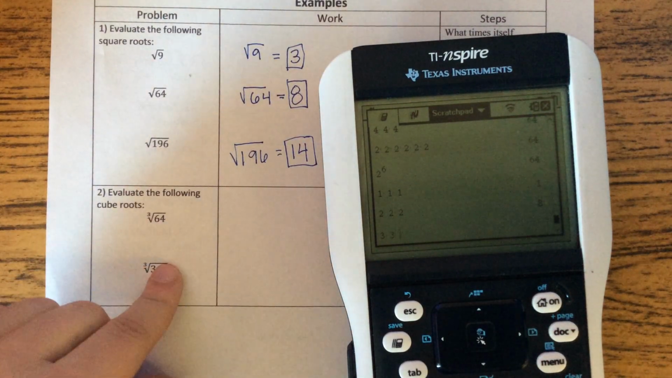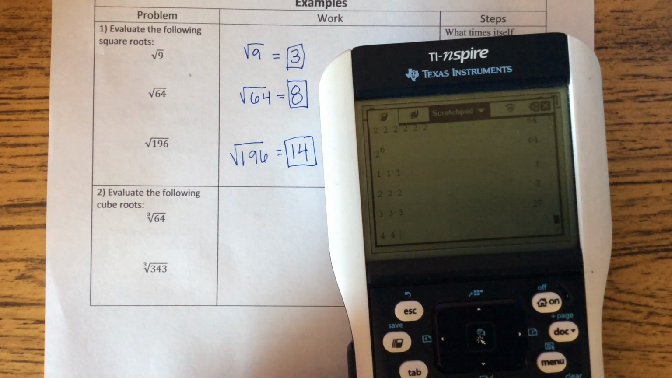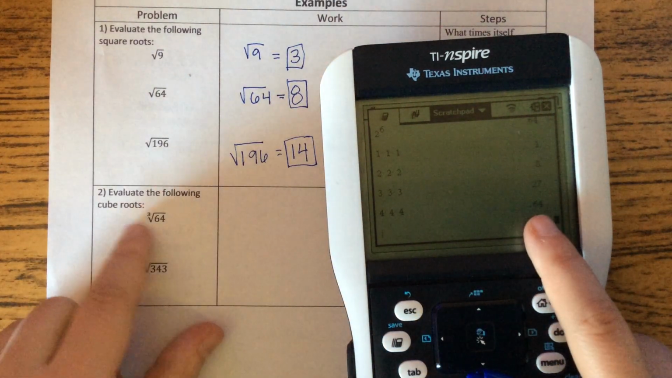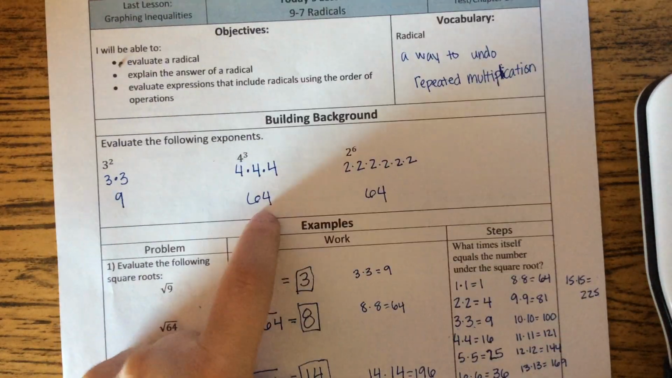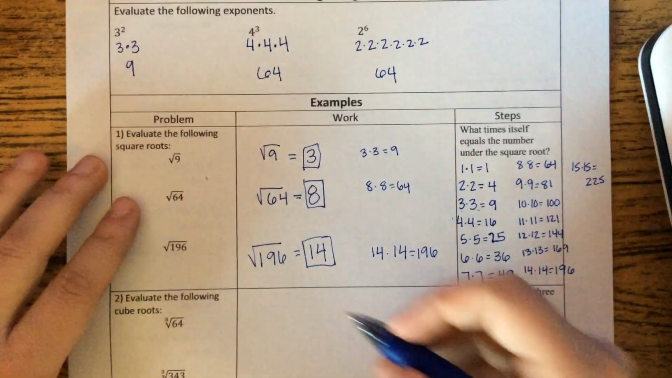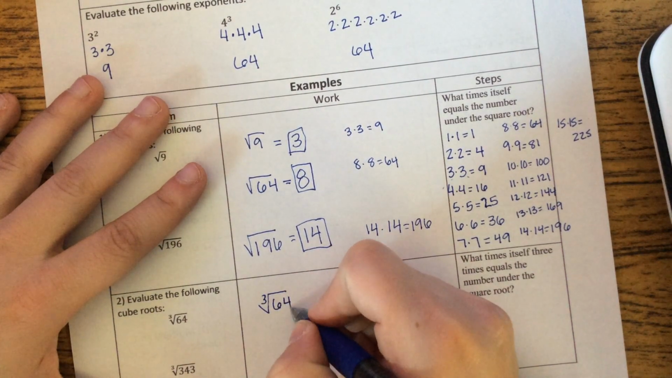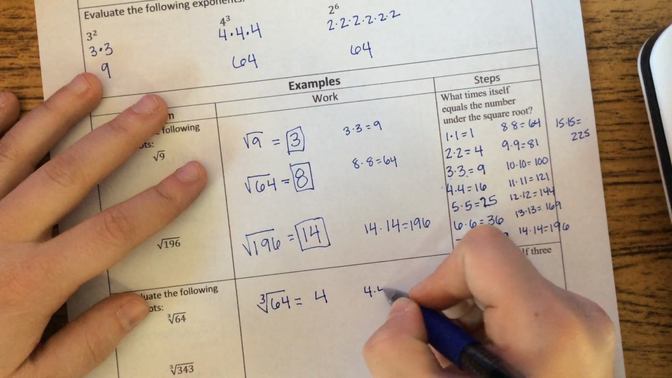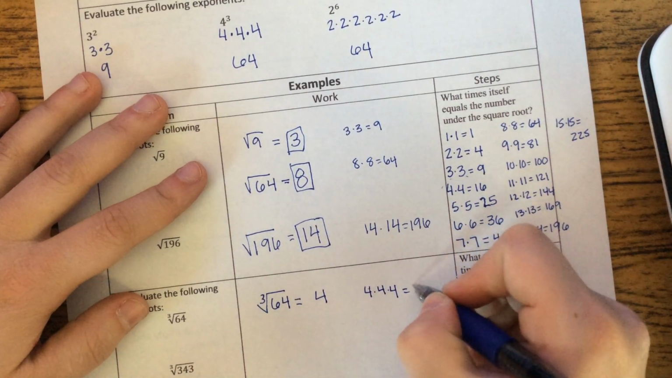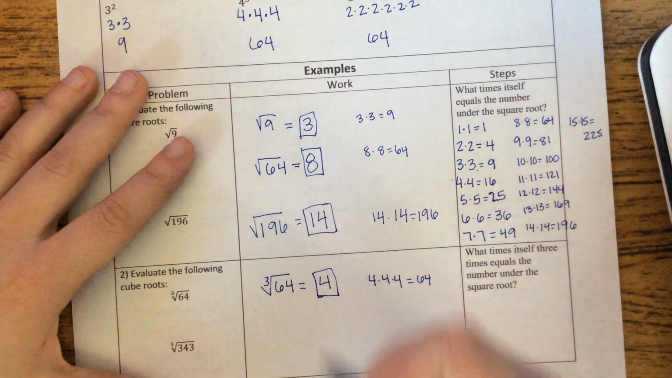3 times 3 times 3 is 27. 4 times 4 times 4 is 64. So that would work. We've actually figured that out up here, that 4 times 4 times 4 is 64. So the cube root of 64 is 4. Because when I do 4 3 times, 1, 2, 3, that equals 64. Okay, so my answer is 4.